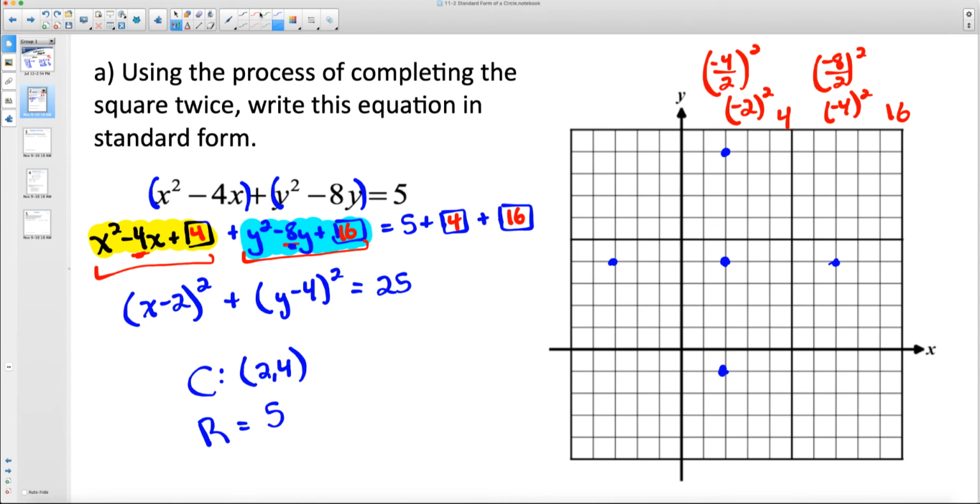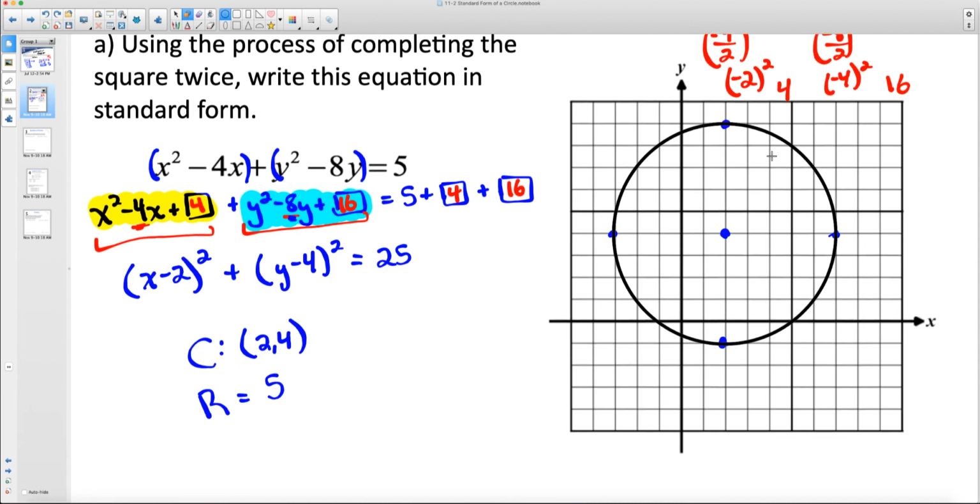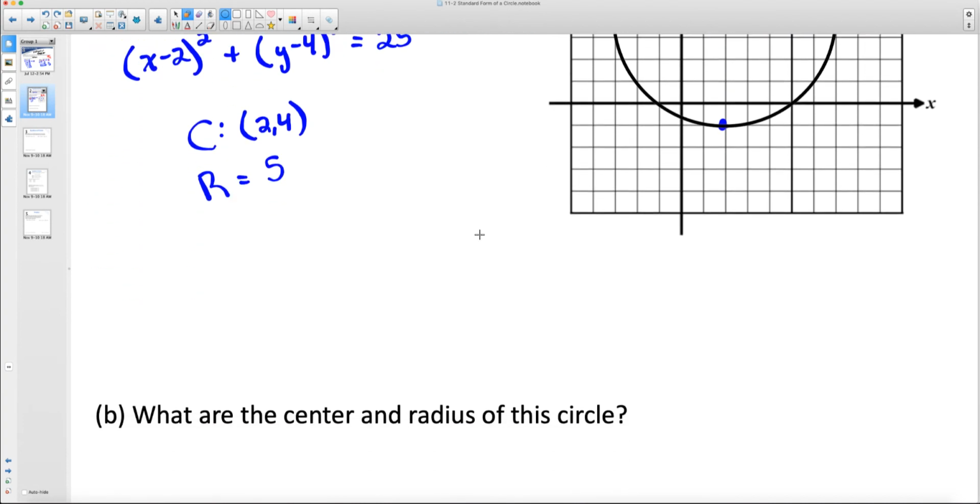And if you have a compass, definitely go ahead and use that. I have this circle tool here. So that's going to make it nice and easy to make it circular. If you're just drawing freehand, that's fine too. And there's our graph of our circle.